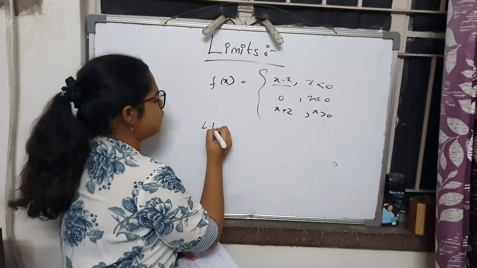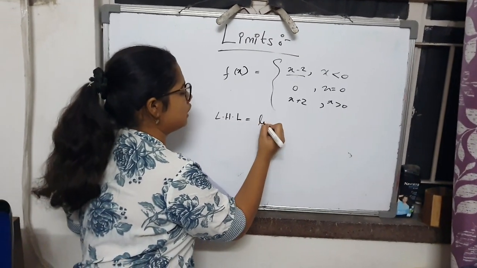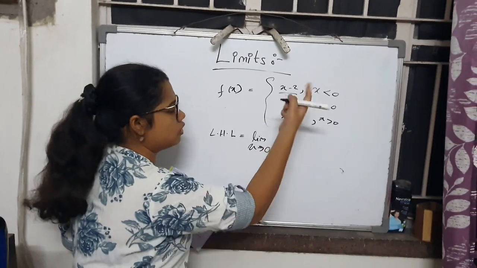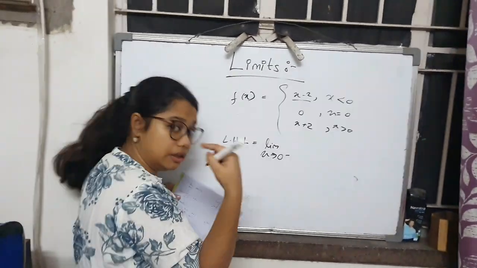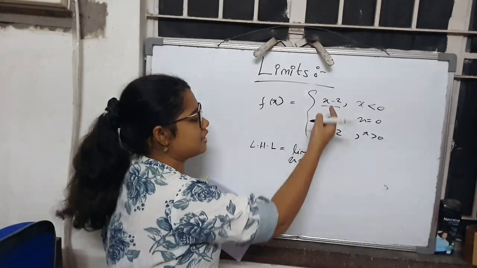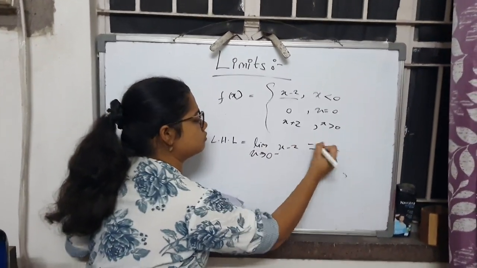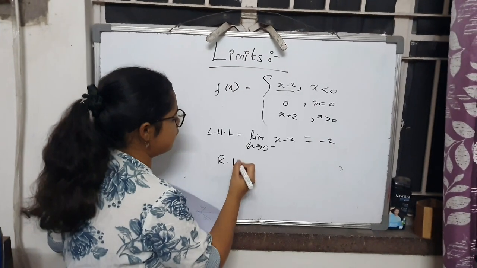Let us calculate the left hand limit. That is, limit x tends to 0 negative. Now 0 negative means near 0 but less than 0. So x minus 2, put 0, we are going to get minus 2. Now calculate the right hand limit.